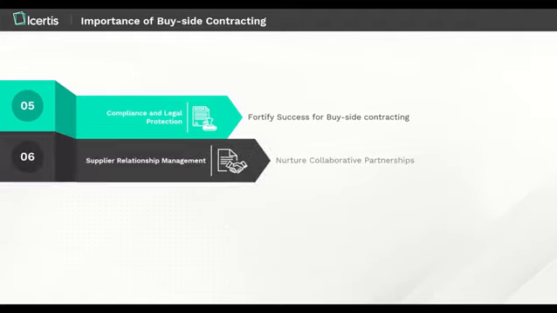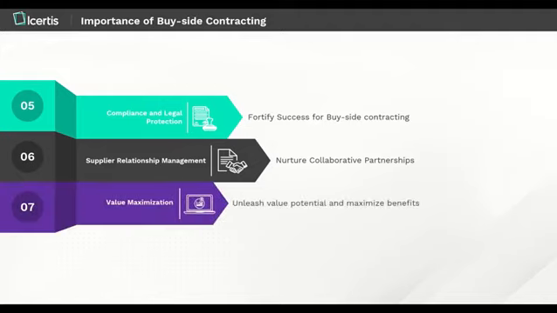In the world of buy-side contracting, nurturing strong supplier relationships is key. By fostering open communication, collaboration, and shared goals, organizations can cultivate a foundation of trust and mutual understanding with their suppliers. When you prioritize supplier relationship management in buy-side contracting, you're not just securing goods and services, you're building partnerships that drive innovation, reliability, and growth.